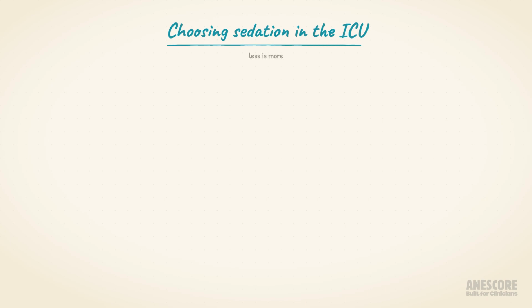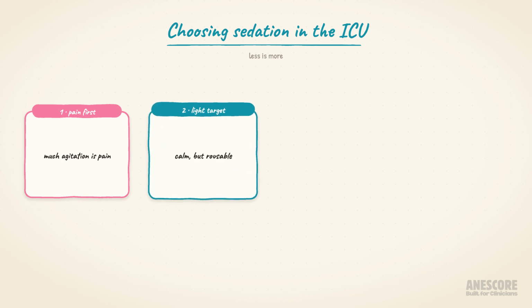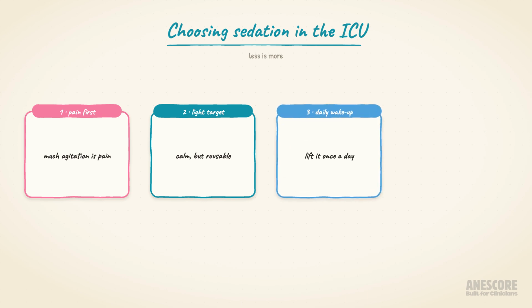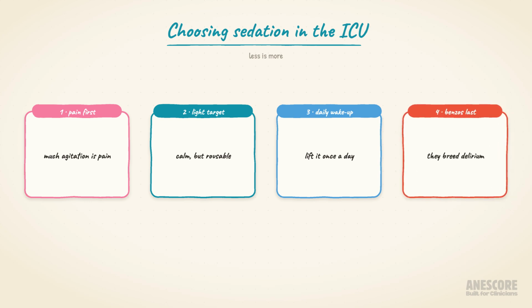Put it together at the bedside of a ventilated patient. The modern rule is less is more. Treat pain first. Much of what looks like agitation is simply pain. Then add only as much sedation as you need, aiming for a calm but rousable patient, not a coma. Lift the sedation once a day to check. And reach for benzodiazepines last, because they breed delirium. Propofol and dexmedetomidine are the everyday backbone. Light, targeted, pain-first sedation. That's the goal.